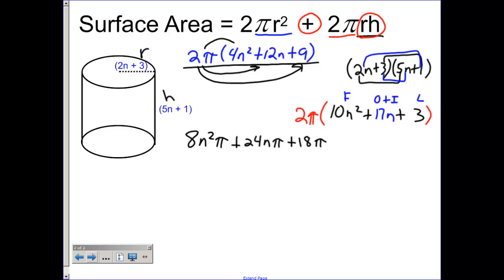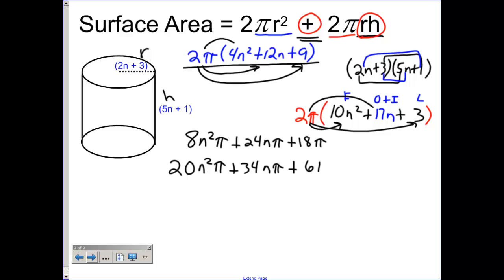Now, since I'm going to end up adding these two together, as I distribute this one through, I am going to line it up with its like terms. So 2 pi times 10n squared is going to give me 20n squared pi. And I'm going to line it up right there underneath my other n squared. 2 pi times 17n is going to give me a positive 34n pi. And 2 pi times a positive 3 is going to give me a positive 6 pi.